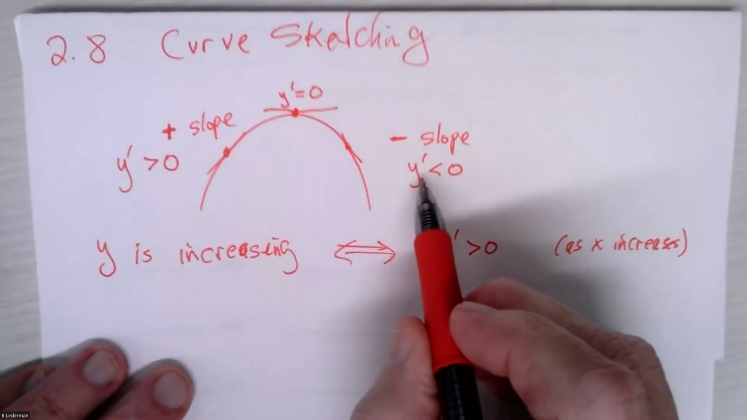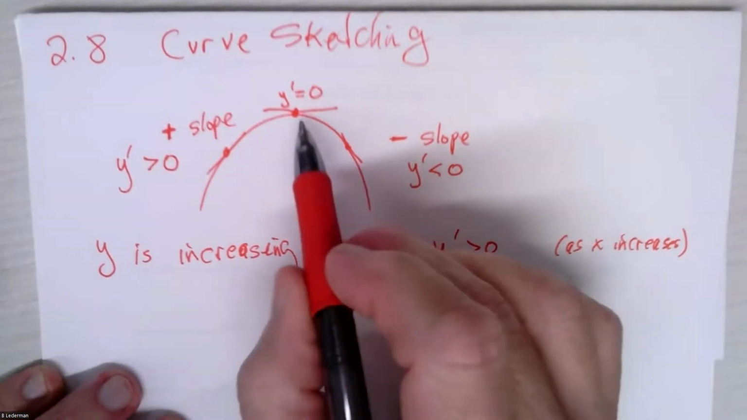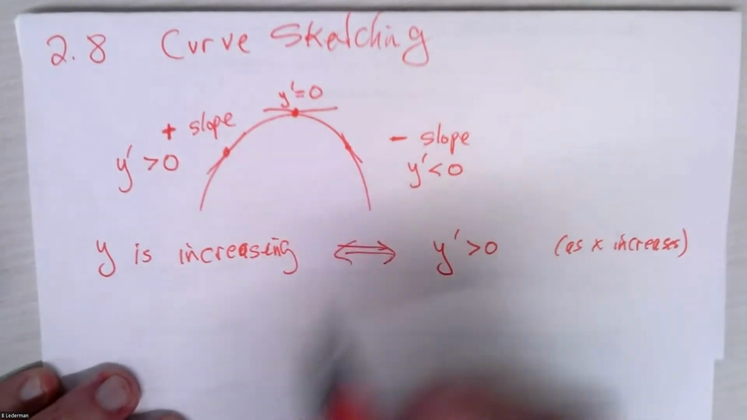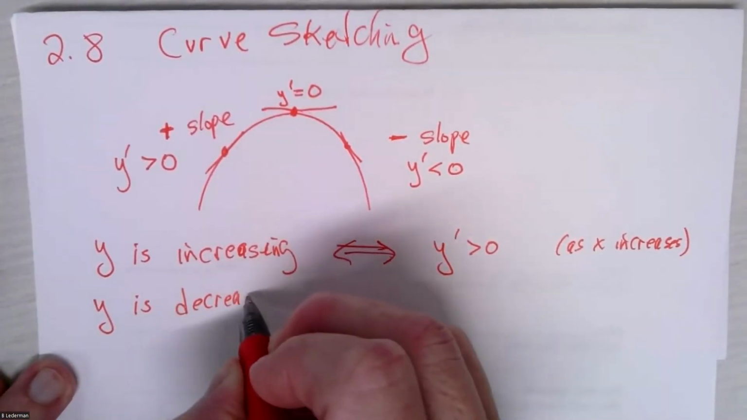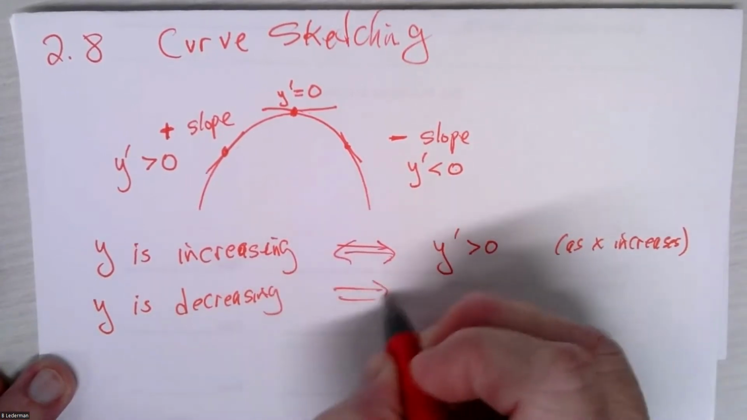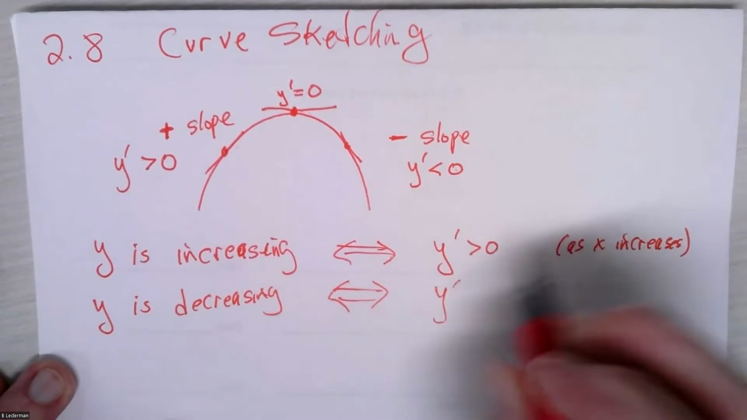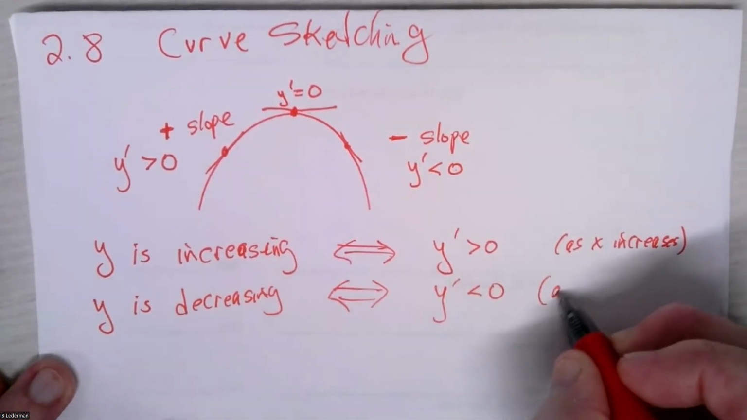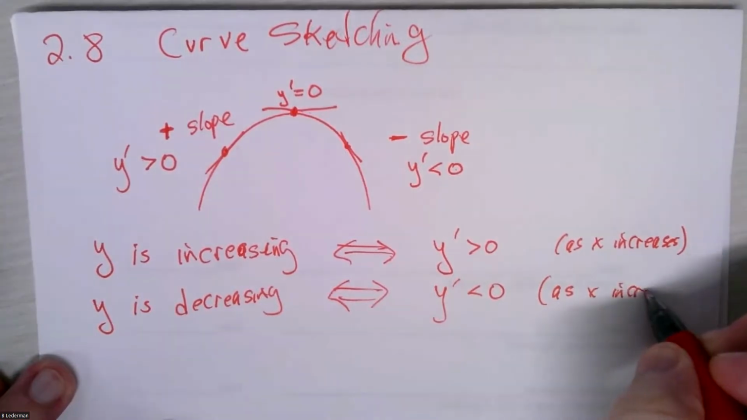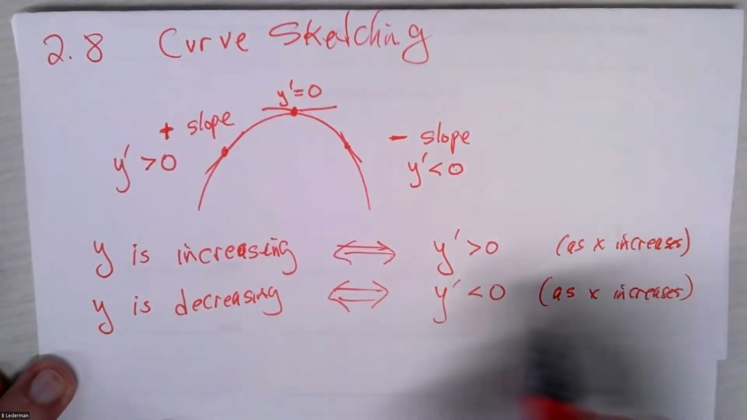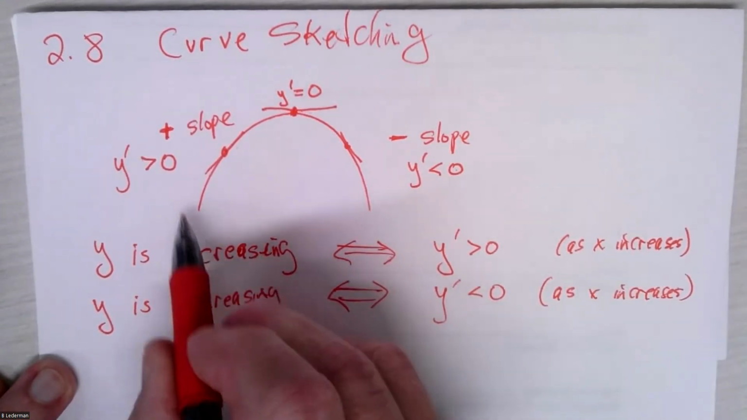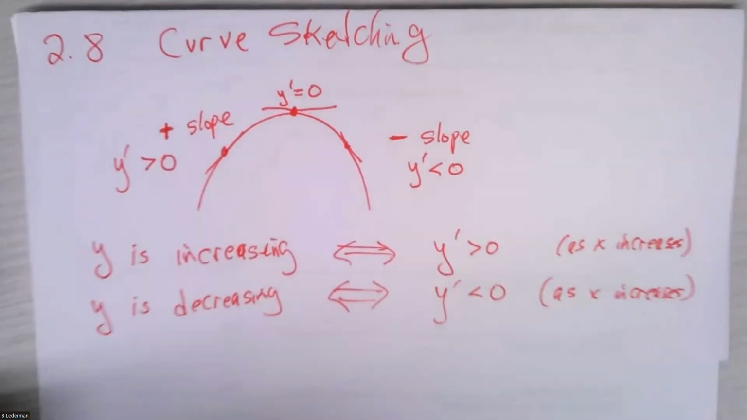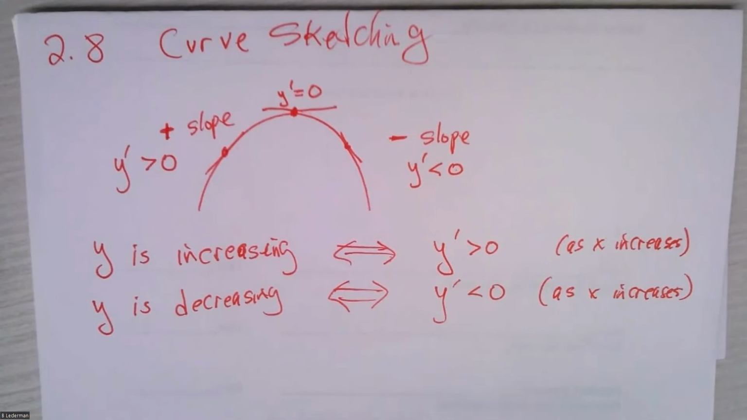And on the other hand, on this side the curve is going down, so y is decreasing. Again, this directly corresponds to the derivative being negative, as x increases. In other words, as x goes to the right, y goes down, whereas for this part, as x goes to the right, y goes up. So this is a super important rule.